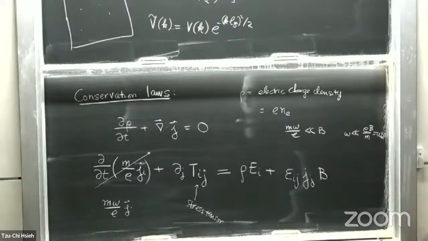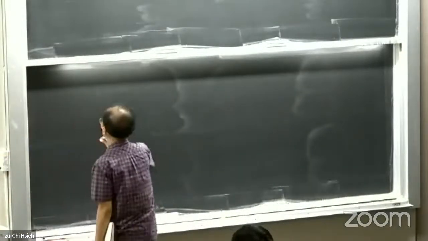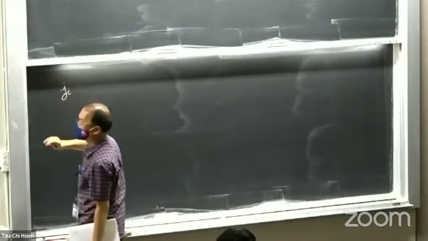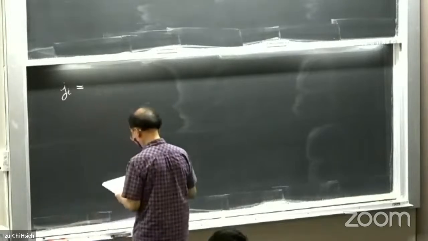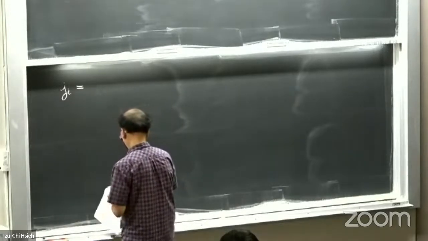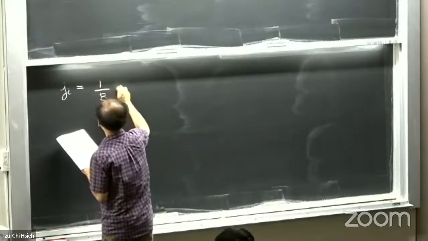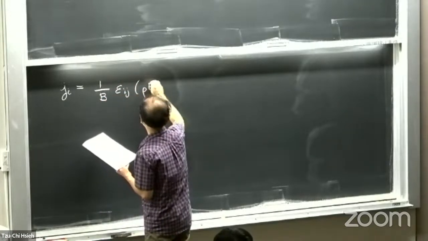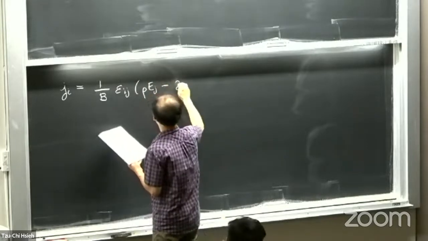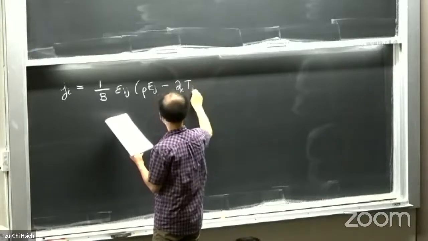Okay, so here I have this equation. Now I can solve the second equation. So let's try to solve this equation and express J in terms of the other quantity. This algebra is very easy to do. Convince yourself that J_i is equal to the following: J_i would be equal to F1 over B, epsilon_ij, and then rho E_j minus d_k T_jk, I think.